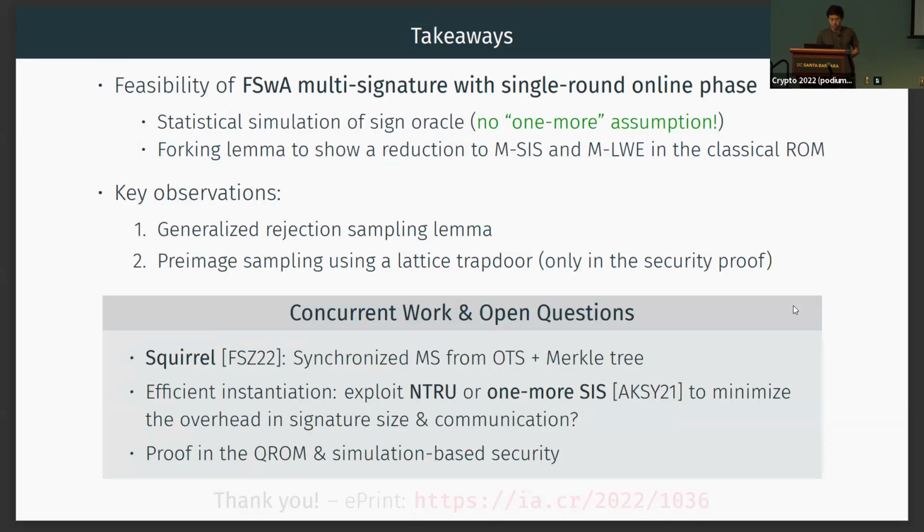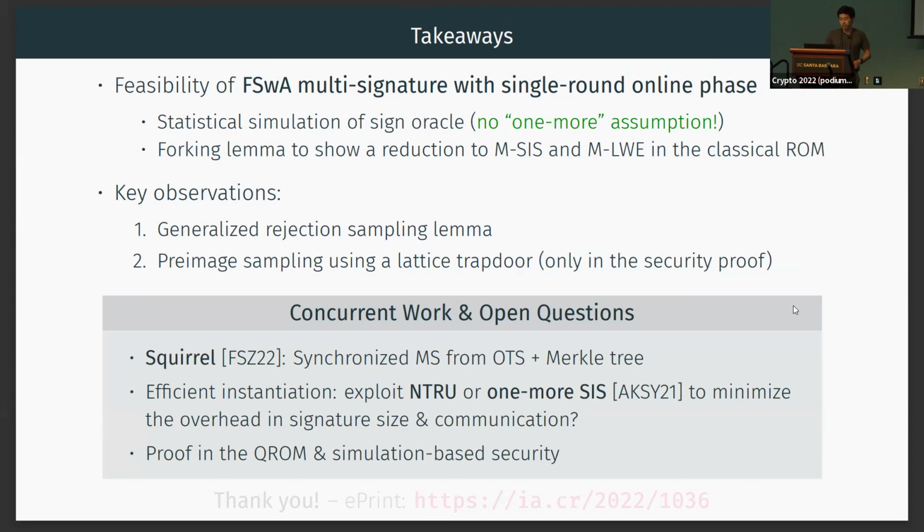As a concurrent work, I would like to mention the Squirrel scheme, which also achieves a non-interactive multi-signature using lattices, and their scheme relies on completely different techniques. If you're interested in a concrete and efficient scheme, I recommend you look at this paper. In this paper, we mostly focus on the feasibility of the one-round online phase using standard assumptions. Efficient instantiation and concrete parameters are left for future work.